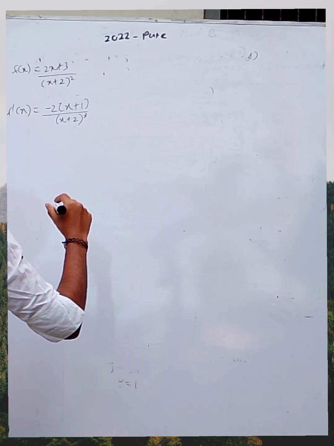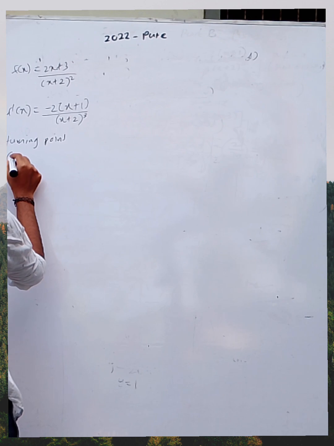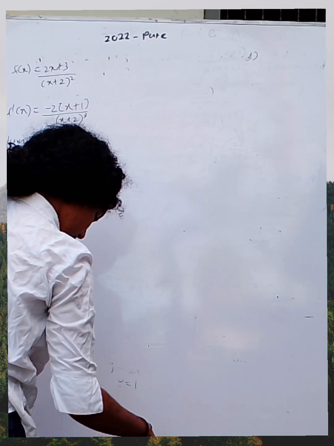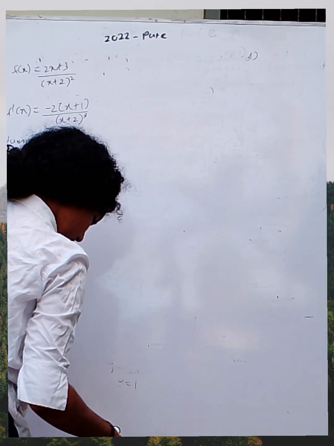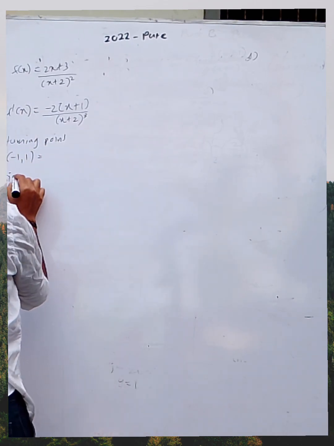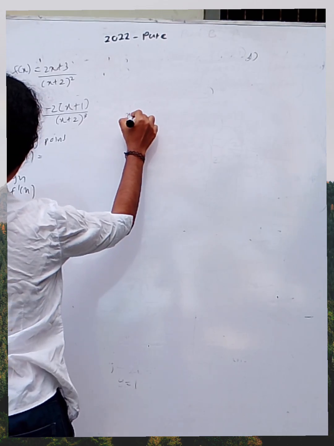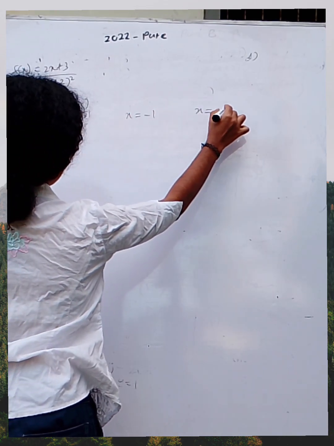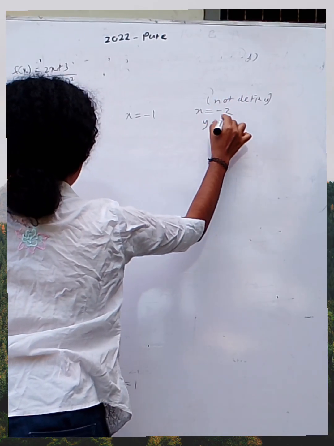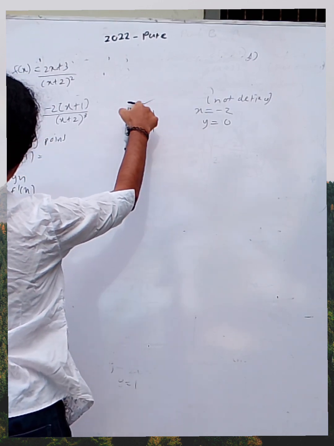Okay, so now, the turning point I got is (-1, 1), right? (-1, 1). Yes, x = -1. And now we'll find the sign of f'(x). My x values are x equals -1 and x equals -2. I said this is not defined, hence y is also not defined. Here we got the y value as 1. Okay, so this is the point we have to consider.